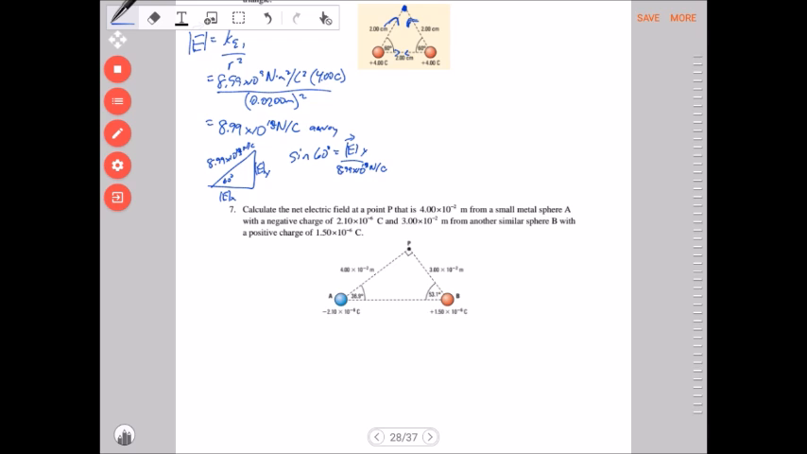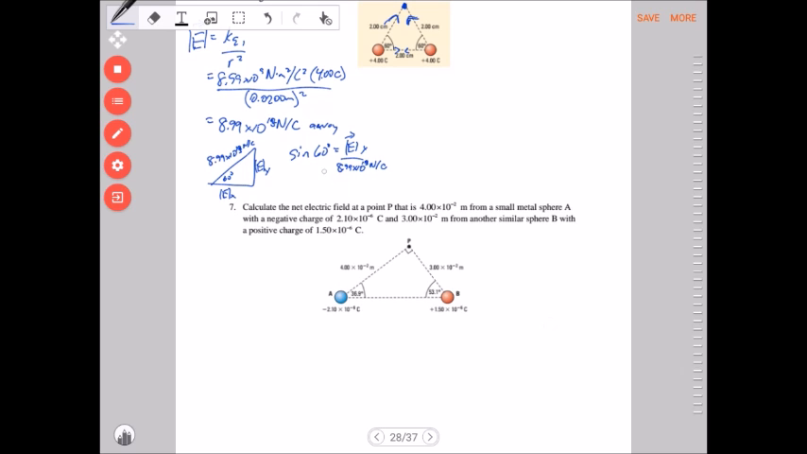Okay, and then of course times sine of 60. Okay, right, because that just multiplies up. So the EY here is equal to, with 3 sig digs, 7.79 times 10 to the 13 newtons per coulomb.